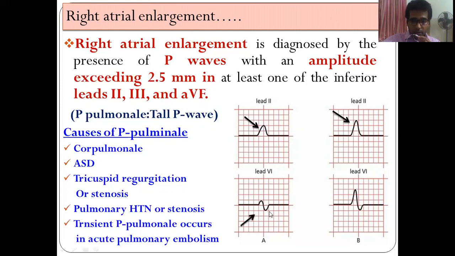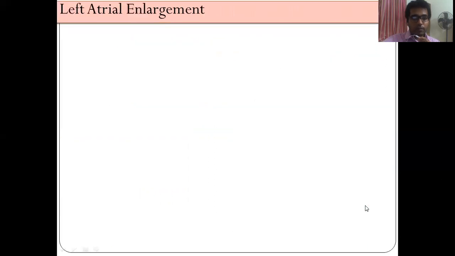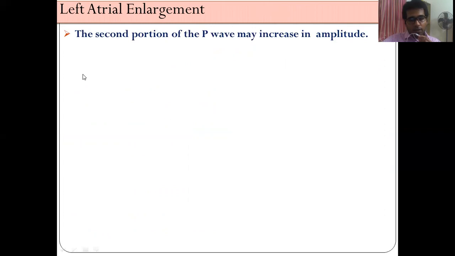And this is the normal P wave. It is seen in the V1 lead. But in case of right atrial enlargement, here you can see the initial half of this P wave height is increased, but the latter half remains normal or small, as the left atrial depolarization is normal. Is it clear?